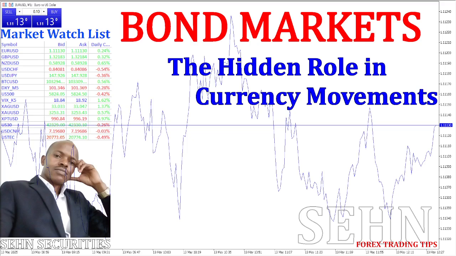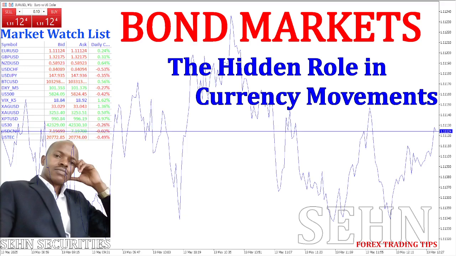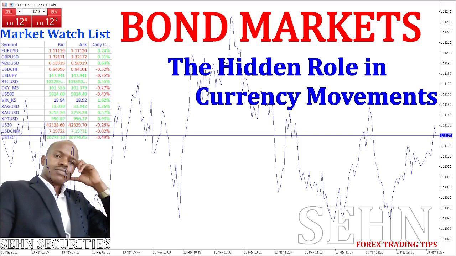For example, if the yield on US 10-year treasuries increases while German bond yields stay flat, that widening interest rate differential tends to favor the dollar over the euro. Traders call this yield spread analysis, and it's a powerful tool for identifying long-term currency trends.